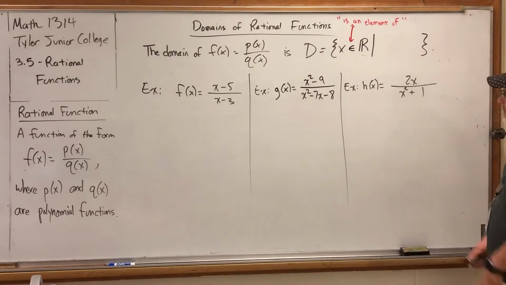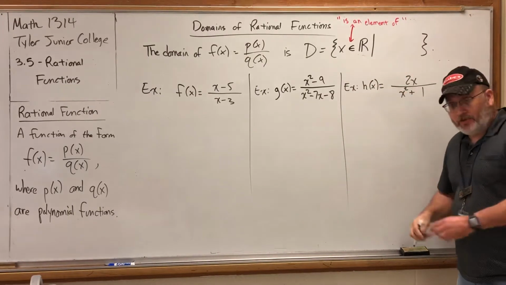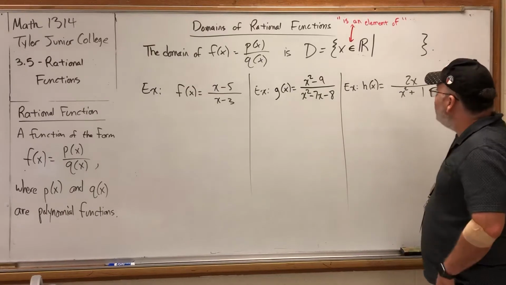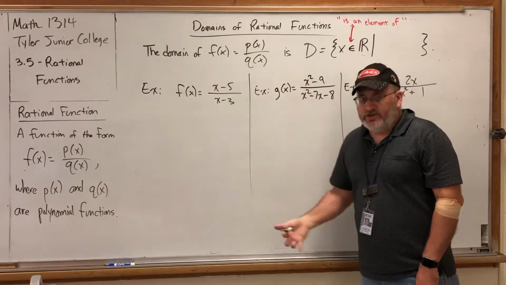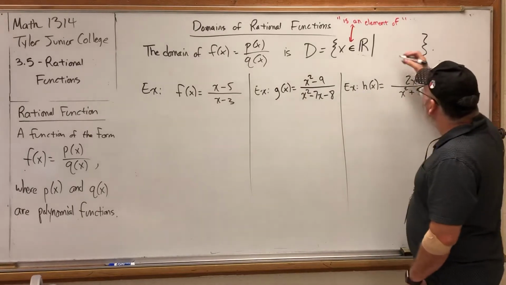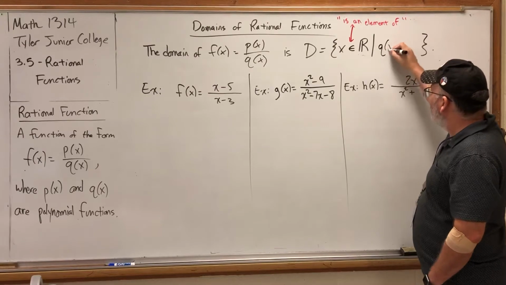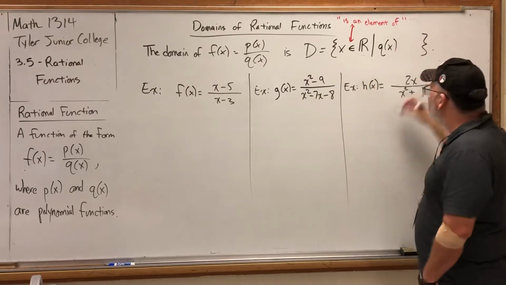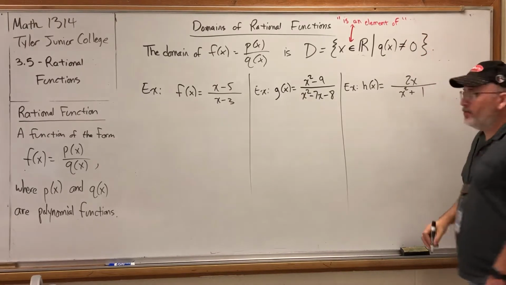So, what is our domain? Well, it's the set of all real numbers, all x's that are elements of the real numbers, such that, well, what's the one thing we have to avoid in a fraction? We have to avoid the denominator equaling 0. So we want all the real numbers that make the denominator, which here is represented with q of x, not equal to 0.